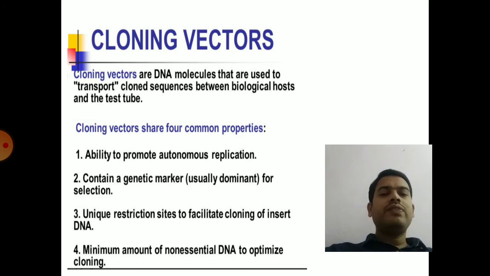And the fourth one, minimum amount of non-essential DNA to optimize cloning. That means, for example, if a plasmid is 4 kb, after insertion of your foreign DNA, the plasmid should still contain 4 kb.